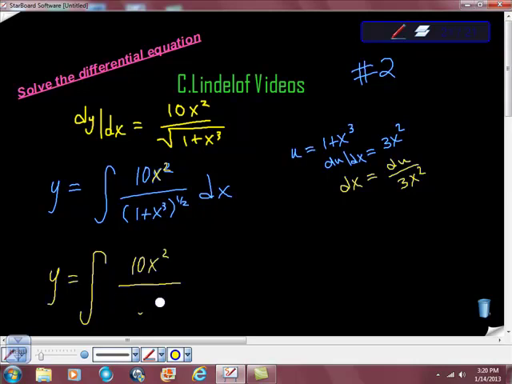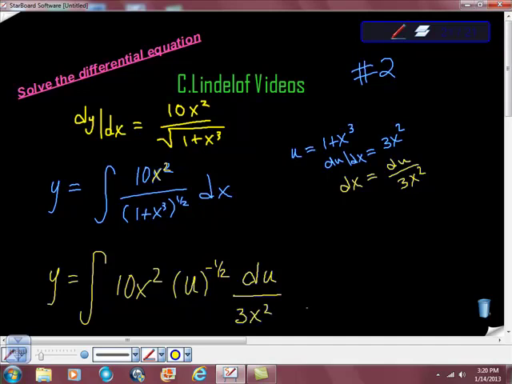I'm going to write this as 10x squared. This down here is to the 1/2, so I can bring it up to the negative 1/2. So I'm going to put u to the negative 1/2. And instead of dx, I'm going to put it in terms of u, so most things will be in terms of u. So I'll have du over 3x squared.